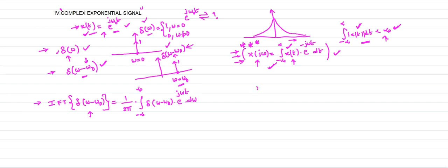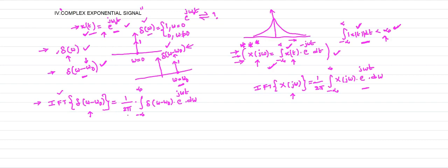What is the inverse Fourier transform of your frequency domain signal X of j omega? Already you know this formula: 1 by 2 pi, integral from minus infinity to plus infinity, X of j omega times e power j omega t d omega. This is the inverse Fourier transform of X of j omega. I just consider delta of omega minus omega naught, and I am going to find its inverse Fourier transform.